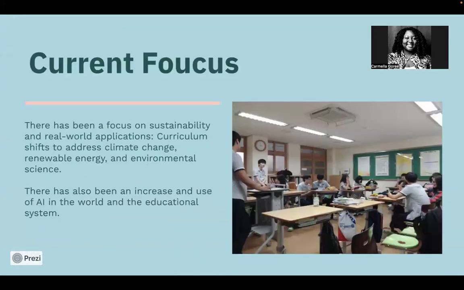And so the current focus, there has been a focus on sustainability and real world applications. Curriculum has been able to shift to address climate change, renewable energy, and environmental science. There also has been an increase in use of AI in the world, so it has been implemented into the educational system.